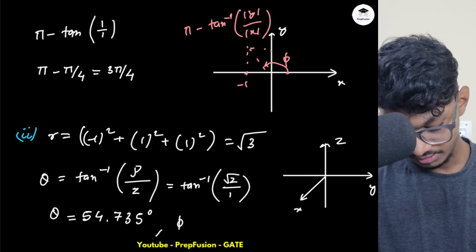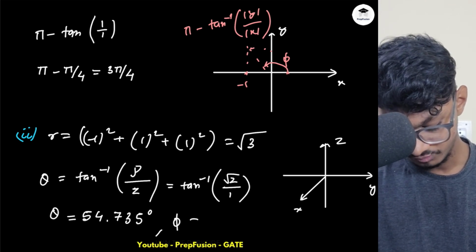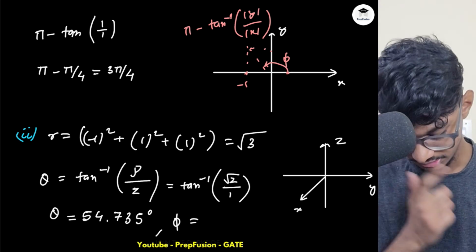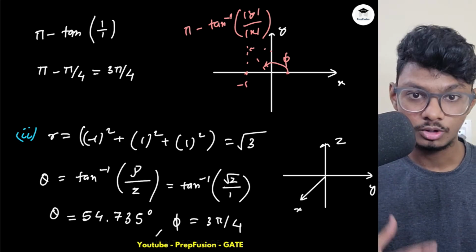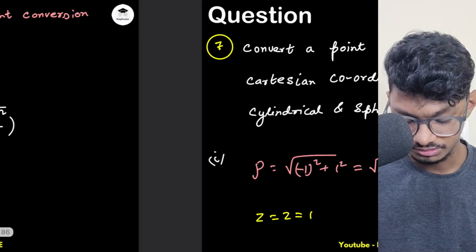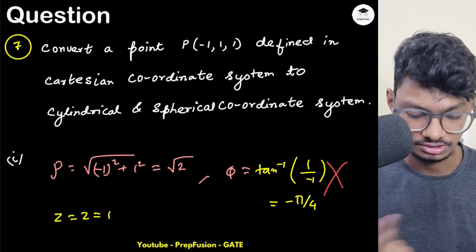And what is phi? Phi will be the same as the previous cylindrical thing. This will be simply 3 pi by 4. Okay, so this is how you solve this question. I hope you got it. If you couldn't, just rewind and repeat it again.